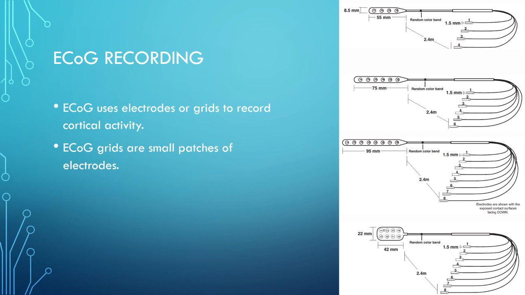ECoG recording uses electrodes or grids to record cortical activity. ECoG grids are small electrodes that are placed either under the skull for epidural ECoG or under the dura mater for subdural ECoG. There are different arrays of electrodes that can be arranged, such as 1x4, 1x6, or 1x8, but these are all linear strips. There are also grid arrays such as 2x4, which help in covering more surface area and are therefore also used for ECoG.